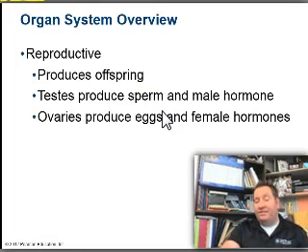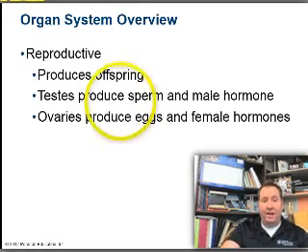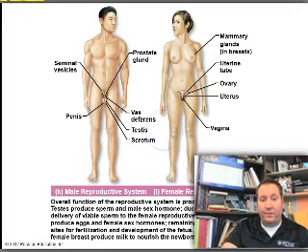Reproductive system. The reproductive system's major job is to produce offspring. We know the major organs of the reproductive system. In a male, it's the penis. In the female, it's the vagina.